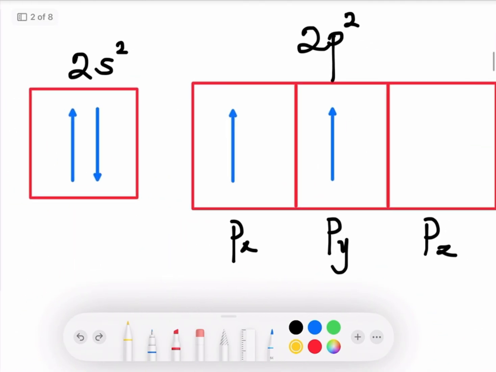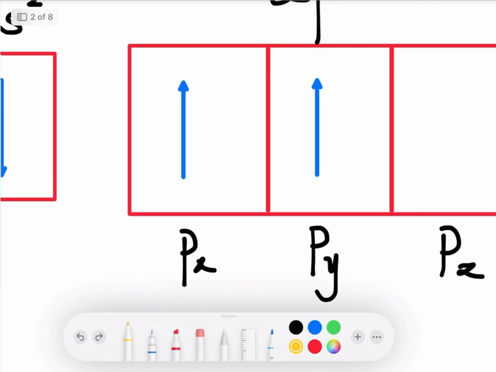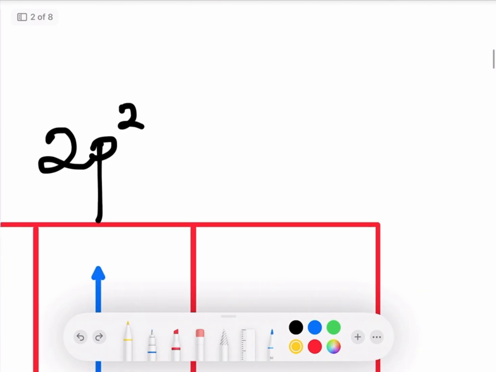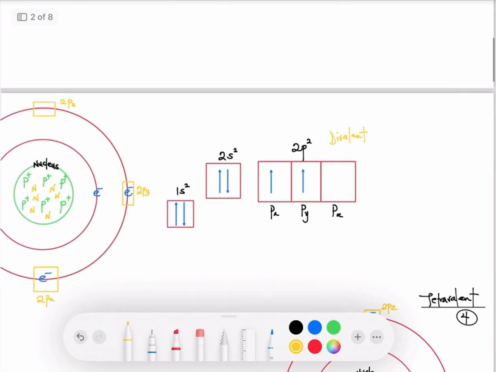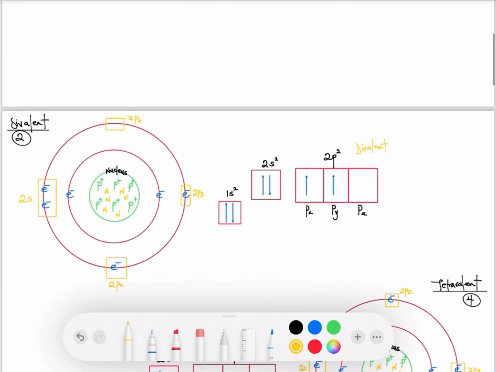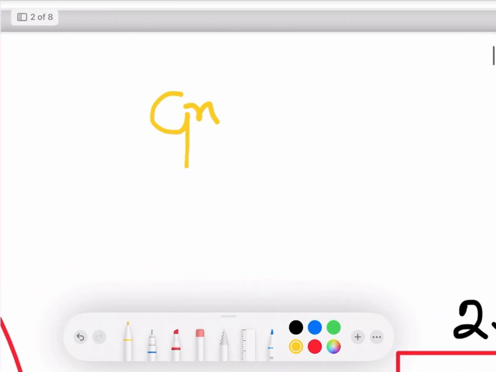So if you look at this, it's only 2 electrons here that are incomplete, that are unpaired. So that's why you say that it is divalent. Remember, just 2 unpaired orbitals. But in its excited state, this case here is called the ground state.